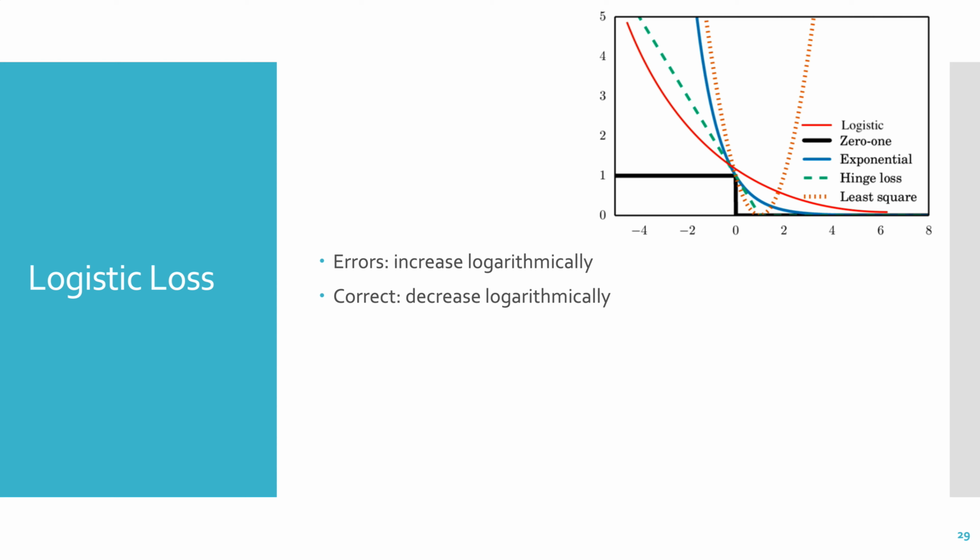The logistic loss, errors increase logistically from 1. The farther the prediction from the truth, the larger the loss. Correct predictions decrease logarithmically from 1, 0 on the x-axis. The more confident the prediction, the lower the loss. Think about this. If we have y equals 1 and y hat equals 1, this should be perfect and give a loss of 0. But it doesn't. A prediction of y hat equals 2 is better than y hat equals 1.